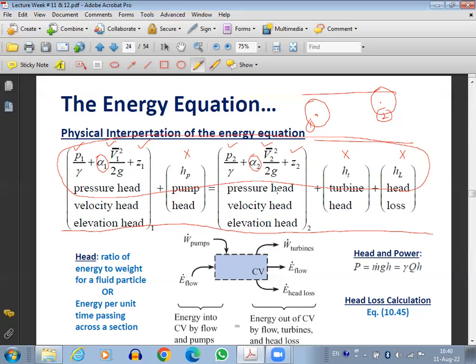If the fluid elevation is not changing, then Z1 will be equal to Z2. If the fluid velocity is not changing from 1 to 2, then V1 will be equal to V2. If the fluid hydrostatic pressure is not changing, then P1 will be equal to P2. If the piezometric head remains the same from 1 to 2, that means P1 upon gamma plus Z1 will be equal to P2 upon gamma plus Z2.